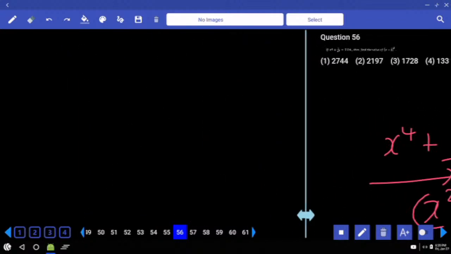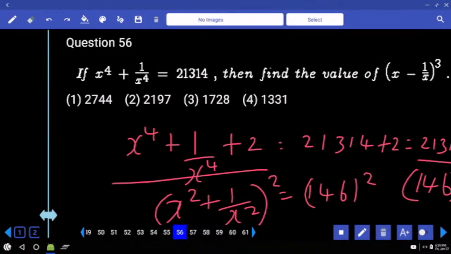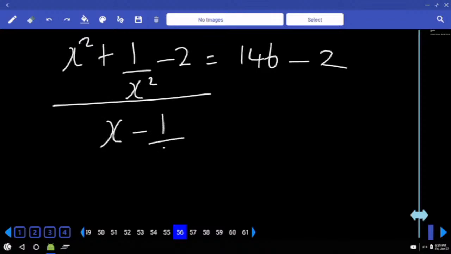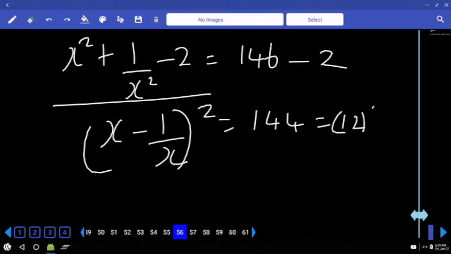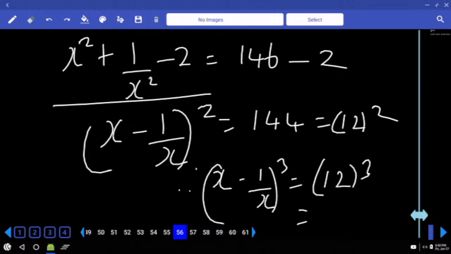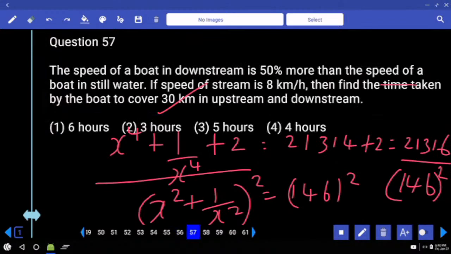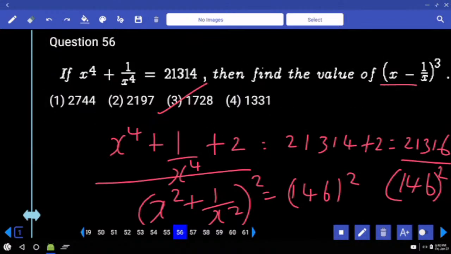So if we continue this, x square plus 1 by x square equals what? 146. Now it is asking x minus 1 by x whole cube. If you want x minus 1 by x, you subtract 2 on both sides, because first of all we need what? x minus 1 by x. 144 and 12 square. Okay. Therefore, x minus 1 by x equals 12. He is asking for the whole cube. Whole cube means 1728. That's it. Okay, right. Next. Clear everyone? Yes or no? Any doubt in this?